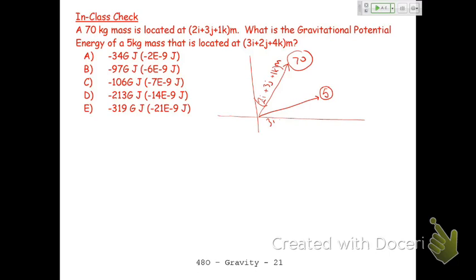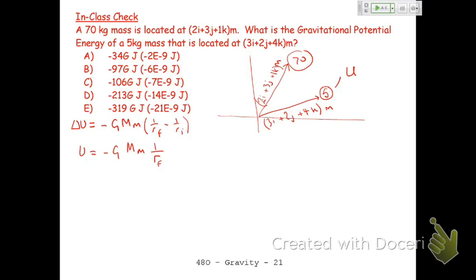And this is 3i plus 2j plus 4k meters. And I want to find the gravitational potential energy. I want U here. So I remember that delta U is equal to minus G, big M, little m, 1 over R final minus 1 over R initial. And so that reminds me that U is equal to minus G, big M, little m, 1 over R final.